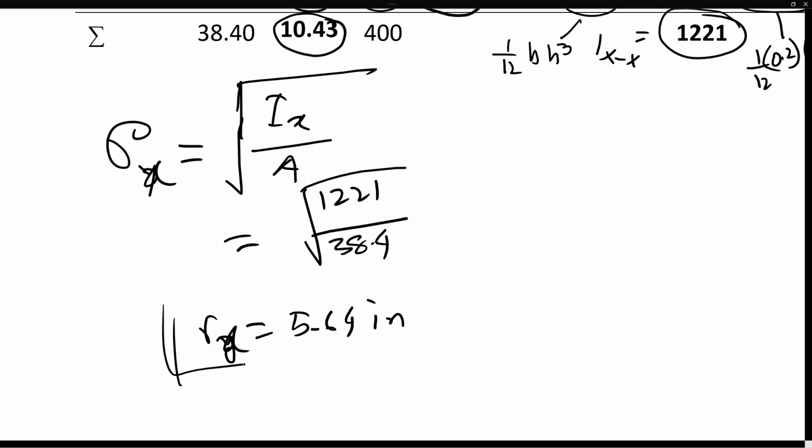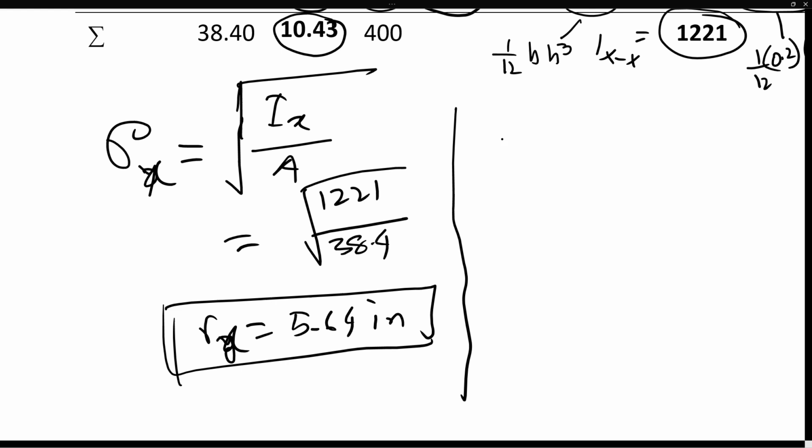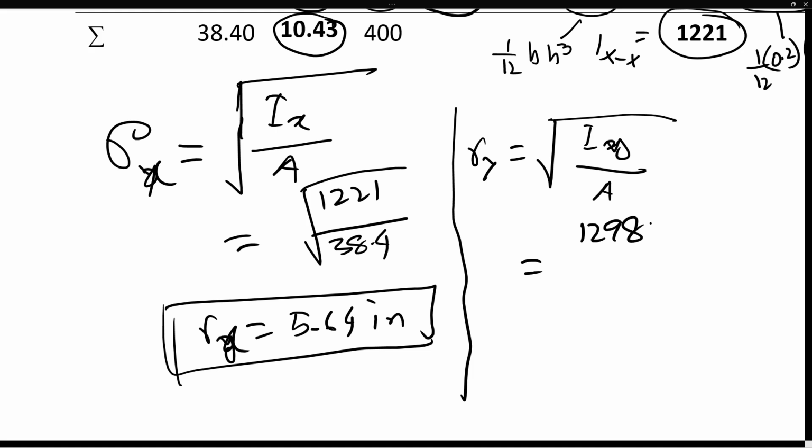Very similar to the moment of inertia, but it is used when you're doing columns. Later on in the chapter, we'll be discussing column load calculation. And ry, similarly, radius of gyration with respect to y, is the square root of Iy divided by area. Iy we found 12,982 divided by the area, which is the same, square root of that, and that's why I found 18.39.